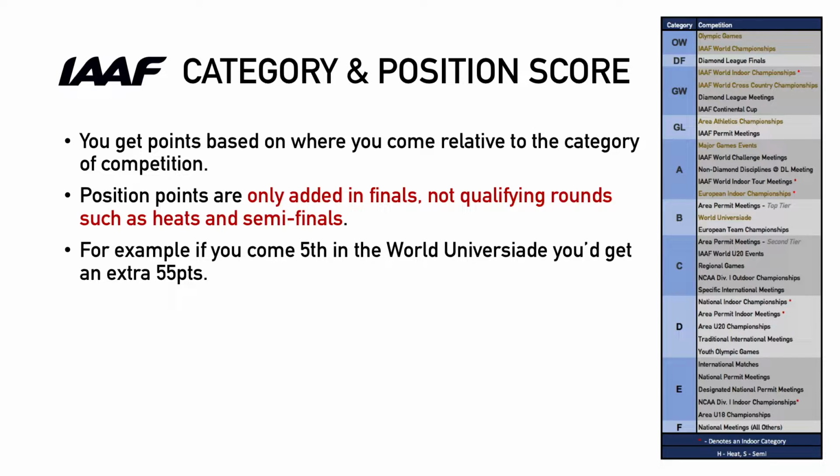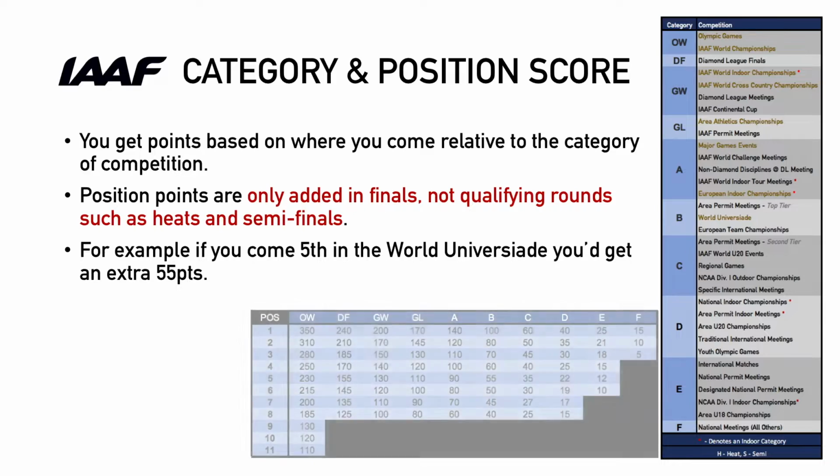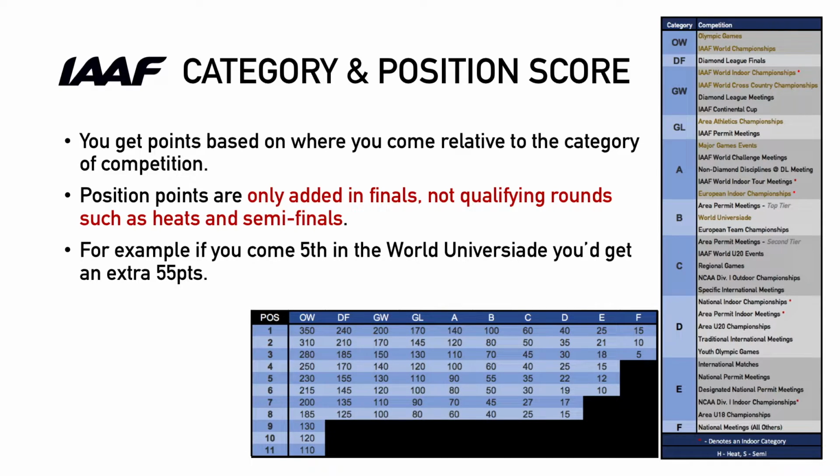Most meetings are F category events. Okay, so I'd say 95% of all meetings, probably all the ones you do domestically, are F class events. So the example I'm giving here is if you were to compete in the World Universiade and come 5th, you get an extra 55 points added onto your score. And this goes for all the events depending on where it is, okay? And you can see generally by searching the IAAF what event is what categorization. But if you're unsure, chances are it's an F-class meeting.